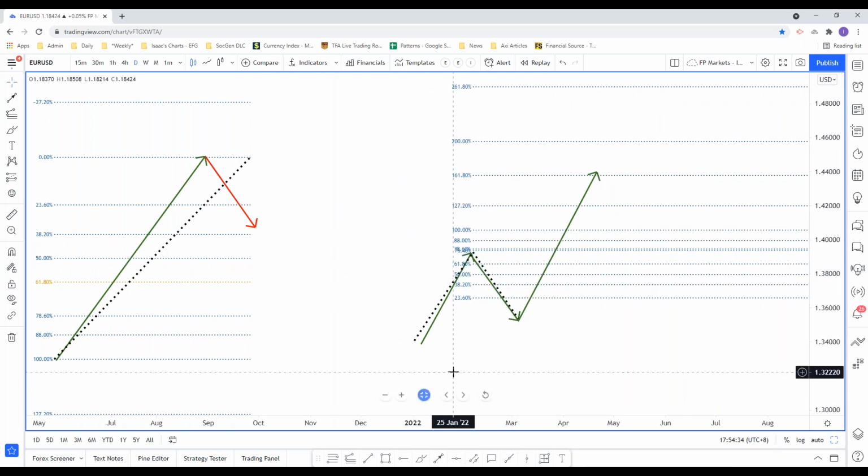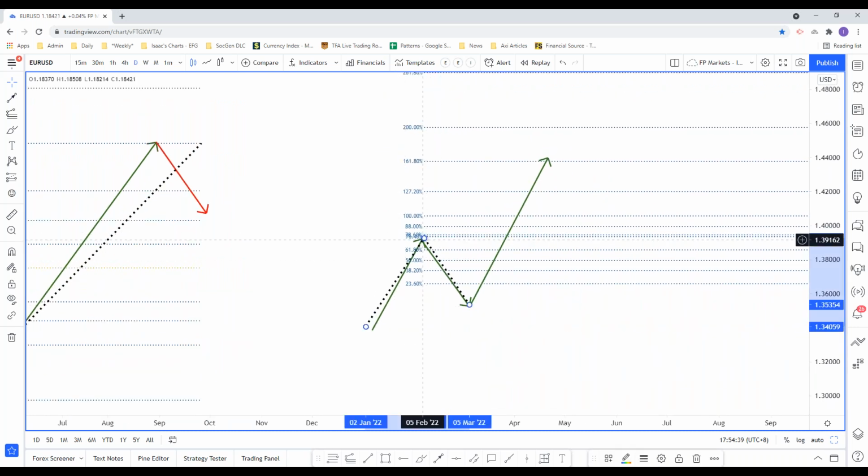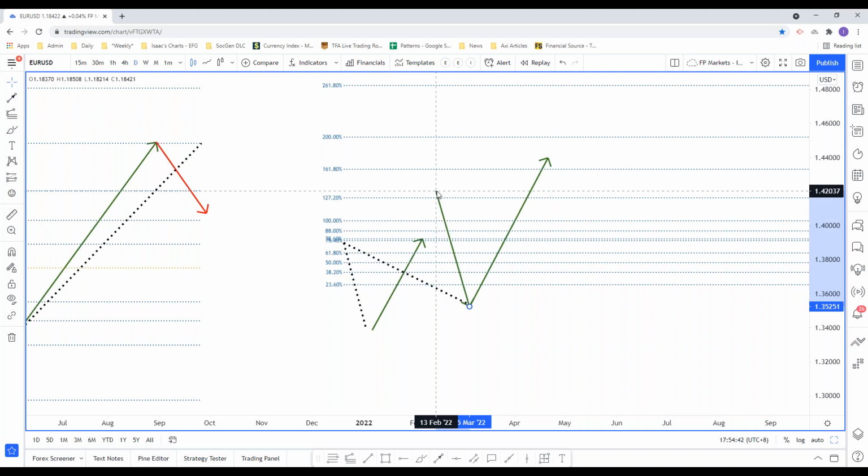Now let's say price does something like that. When you draw the Fibonacci, I'm going to try to make it wider a bit so it's easier for you guys to see.